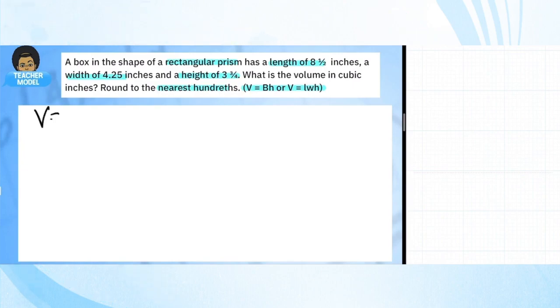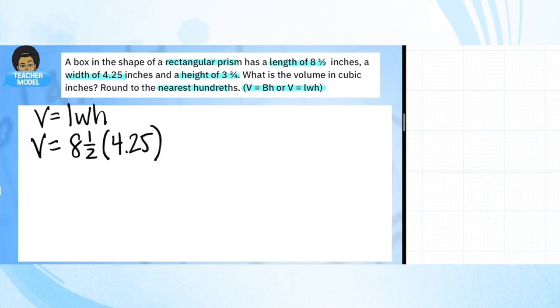So we'll start just like the last one by writing a formula. And now we're going to start substituting. We don't know the volume yet, but we do know that the length is 8.5. We're going to multiply this by 4 25/100ths, and then by 3 3/4. Now, this is where we have some options. We can either change all of these to fractions or all of these to decimals. Because I actually have a calculator today, I'm going to choose to just change all of these to decimals.